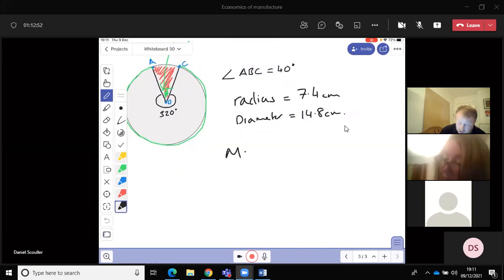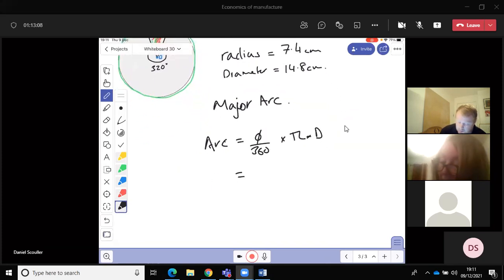So we're looking for the major arc. So arc equals angle over 360 multiplied by pi multiplied by d, diameter. 320 was the angle for the major. 320 over 360, pi multiplied by diameter, which is 14.8. Put that in your calculator. 320 multiplied by pi multiplied by 14.8.